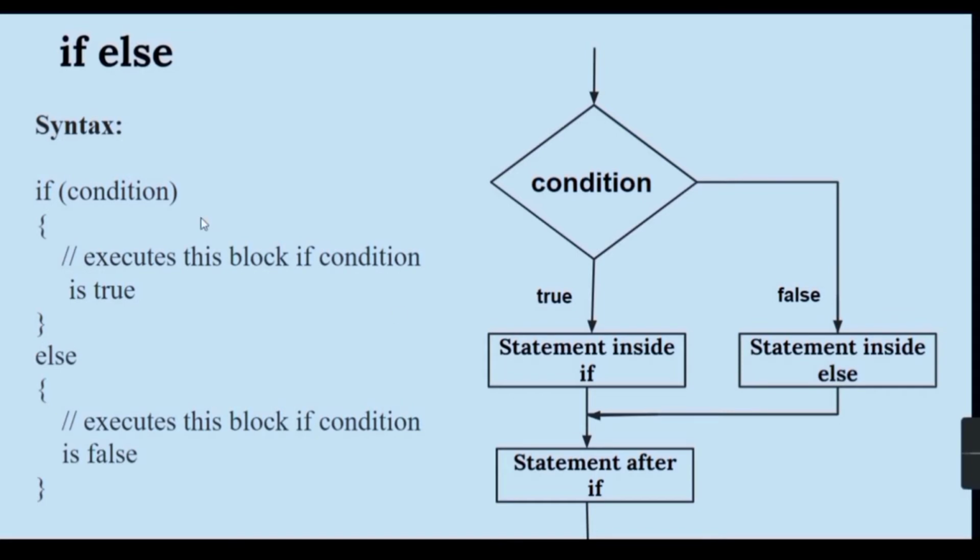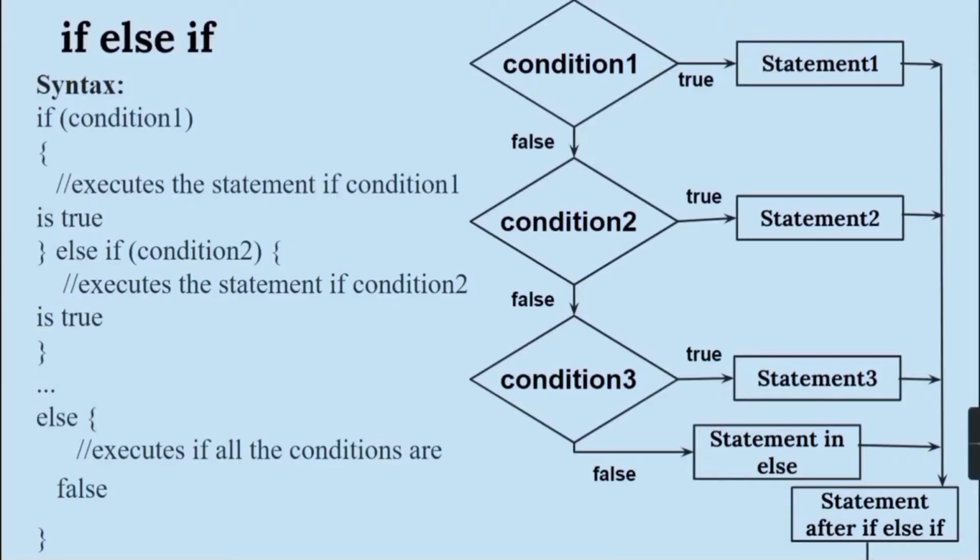The syntax of if else is if condition, the set of lines inside the if, and then the statements inside the else part. It enters the else part only if the condition fails. In the flowchart, if the condition is true, it enters the if block and then the block after it. If the condition is false, it goes to the else part and then prints the statement that comes after the if statement.